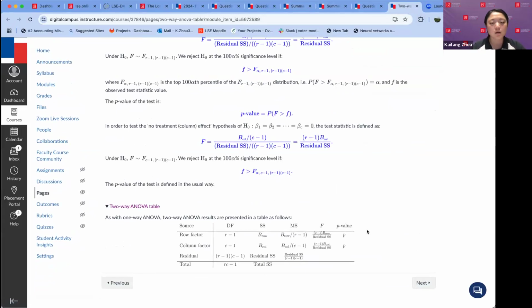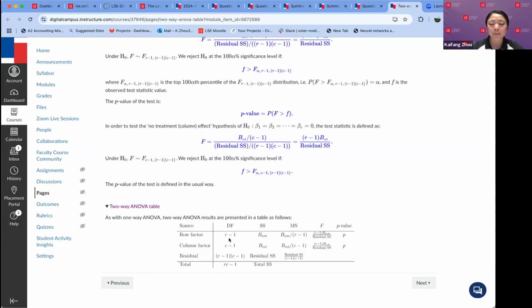You can find out the one-way table by yourself. I recommend you memorize this whole table. For example, how can you calculate the degrees of freedom for the row factor? It is R minus 1. For the column factor it is C minus 1, and the residual is just the product of these two.